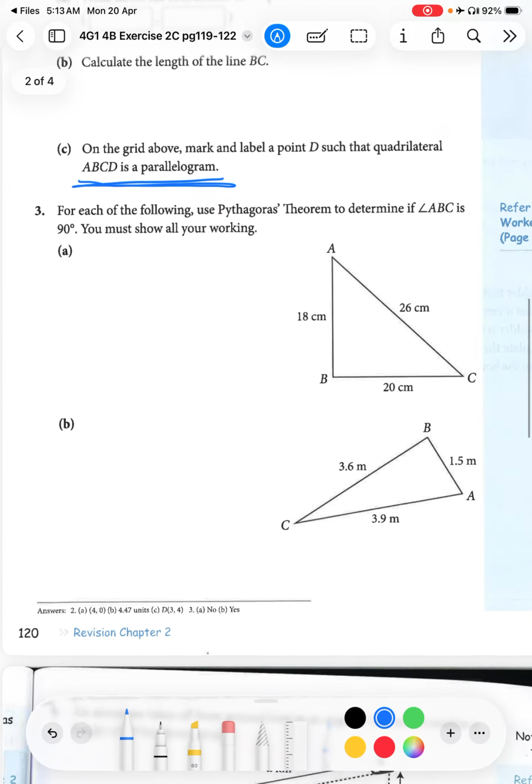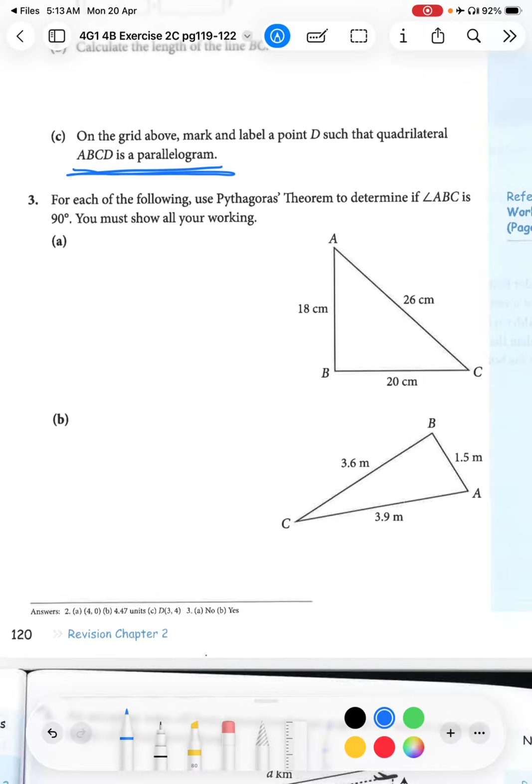For each of the following three, use Pythagoras theorem to determine if ABC is 90 degrees. Meaning what? Meaning to find out if this is 90 degrees or not. If this is Pythagoras theorem, this should be 90, meaning that the value of 18 square plus 20 square, this is A and B, this should be the same answer as 26 square. This is what they mean.